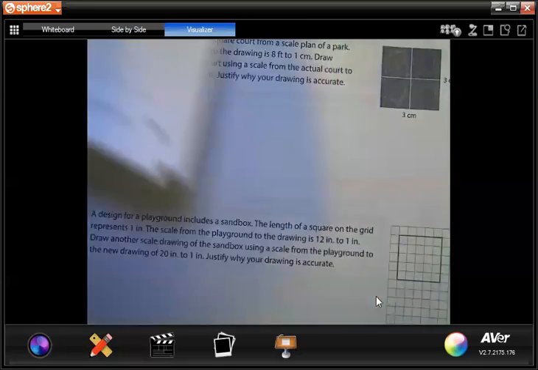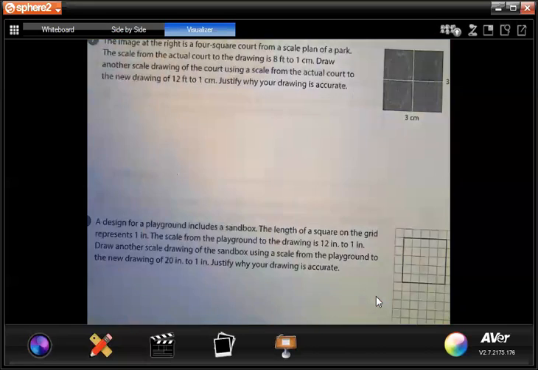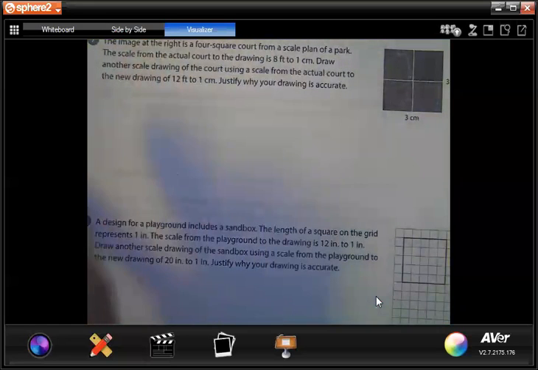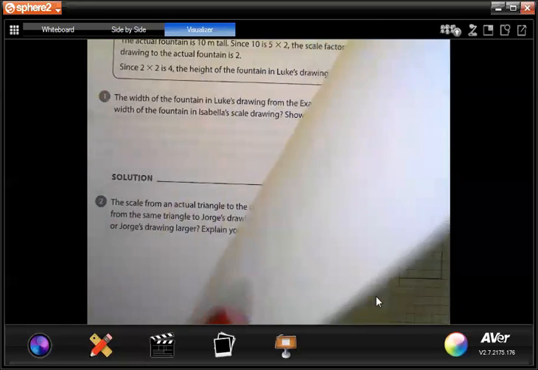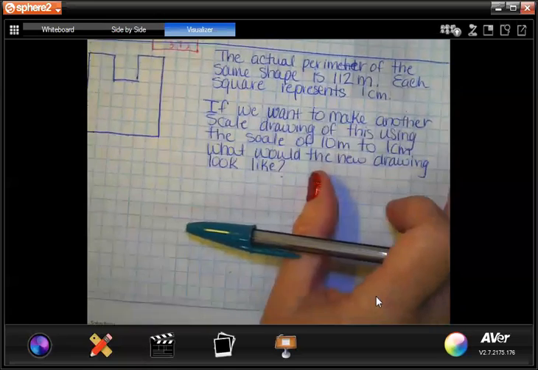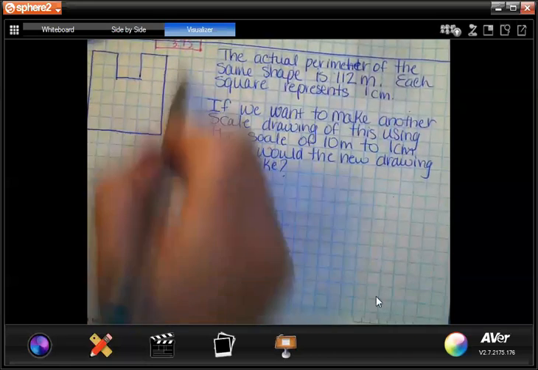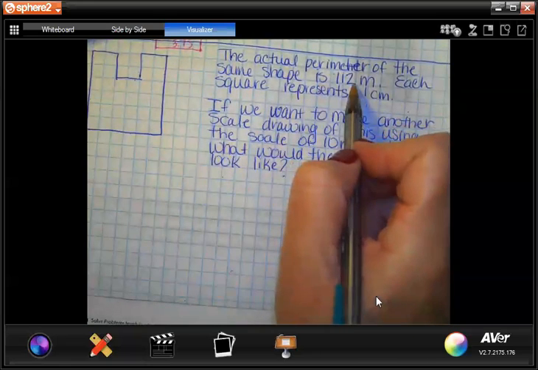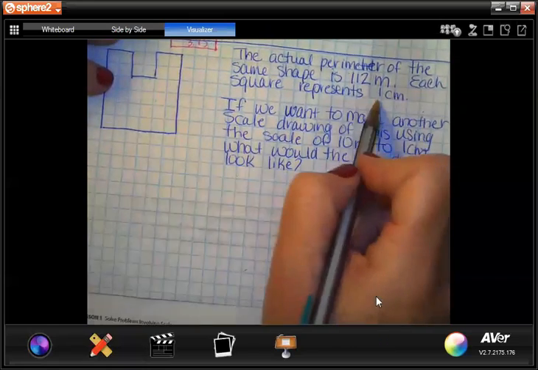But again, what we're doing today is we are going to continue into the world of changing or redrawing scale drawings to other new scale drawings. So with that being said, I want to take a look at one that I just did. The actual perimeter of the same shape as this is 112 meters. Each square on the scale drawing is 1 centimeter.